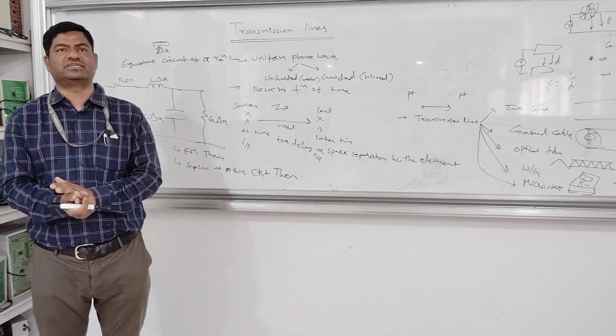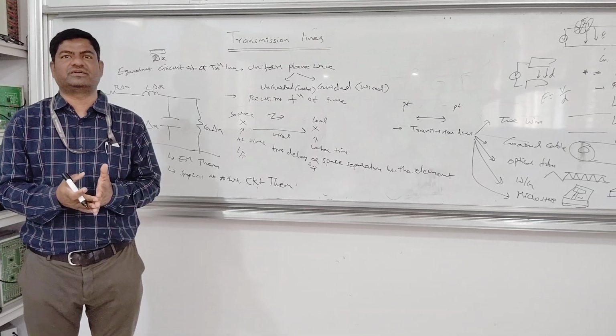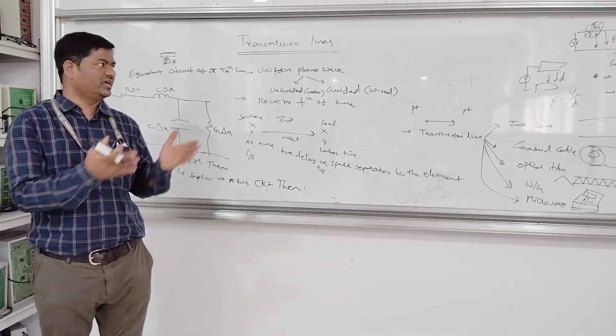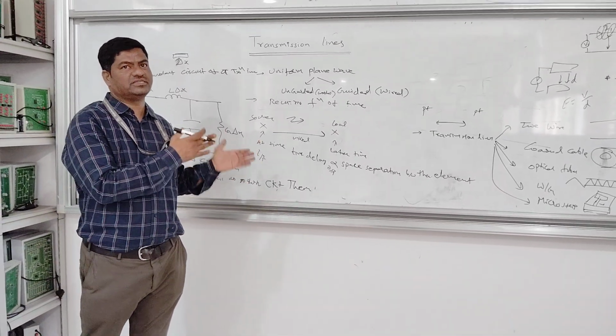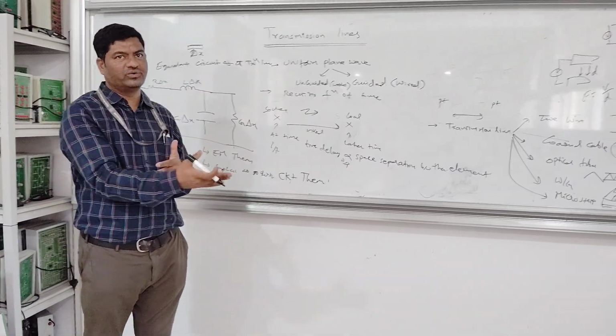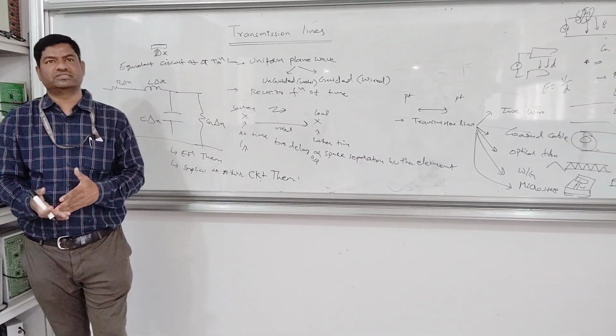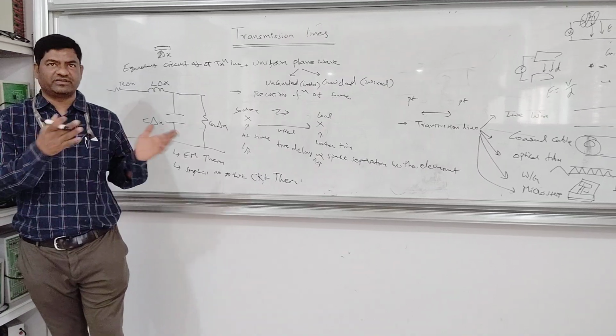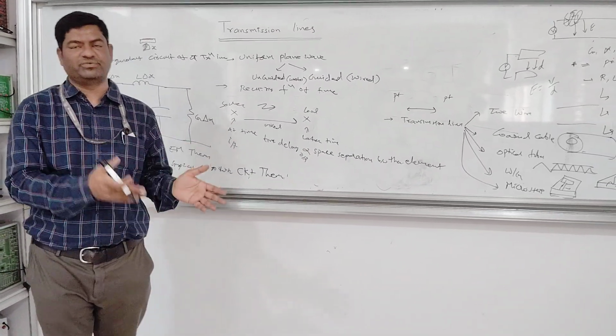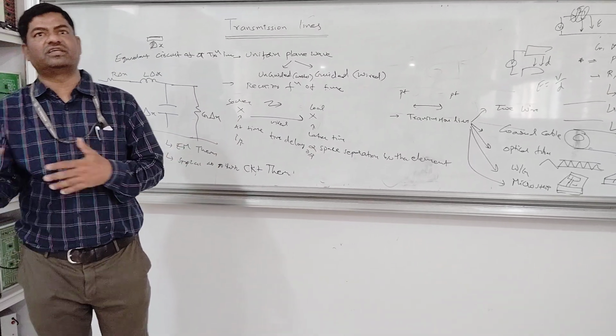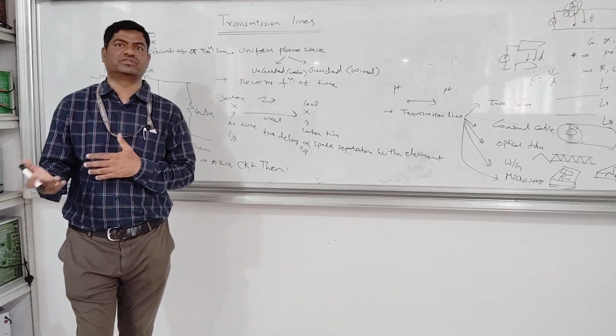In the next class, we will see how to analyze the transmission line using circuit theory of voltage and current at the source end and at the load end. What is the characteristic impedance? What are the parameters of reflection and refraction, VSWR, reflection coefficient? In further classes we will study these parameters in detail.